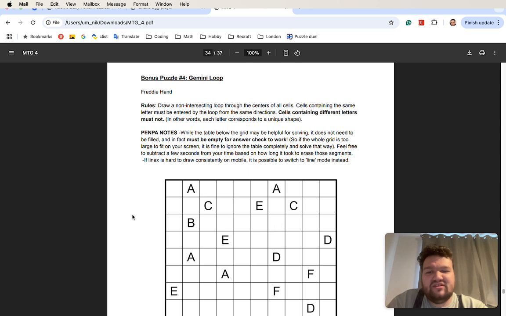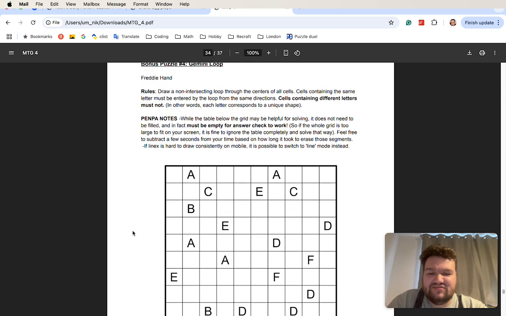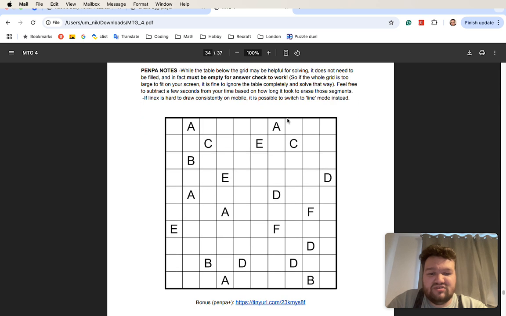Bonus puzzle number 4. I forget numbers. Gemini Loop by Freddie Hand. Yeah, this was the one about different letters having different patterns of entrance in the cell. Rules. Draw a non-intersecting loop through the centers of all cells. Cells containing the same letter must be entered by the loop from the same directions. Cells containing different letters must not. In other words, each letter corresponds to a unique shape. There are 6 possible shapes and there are 6 letters.